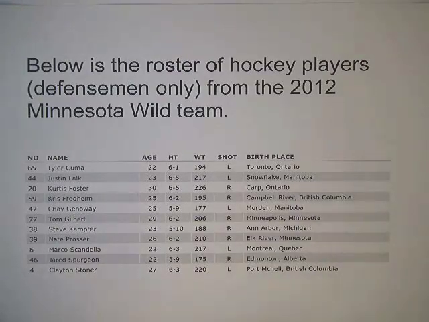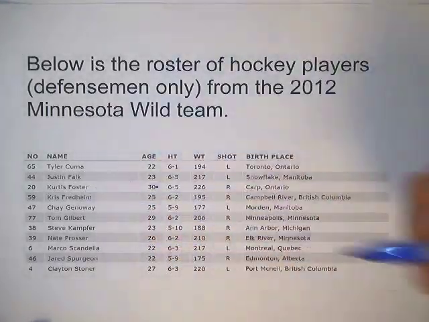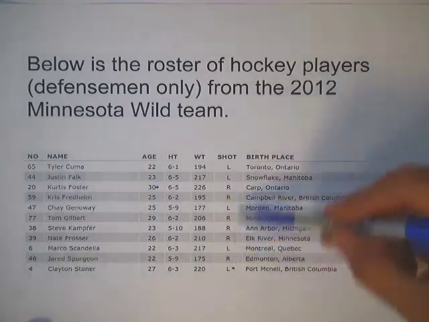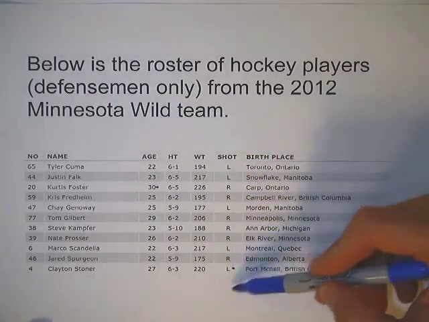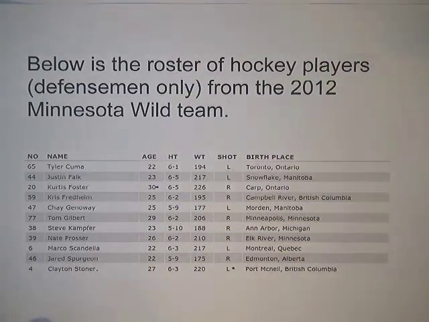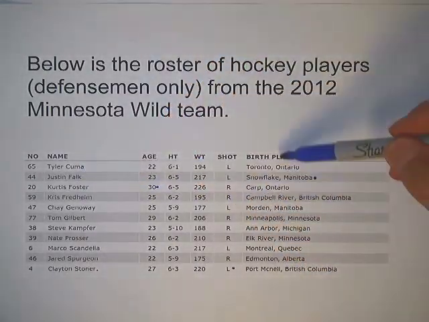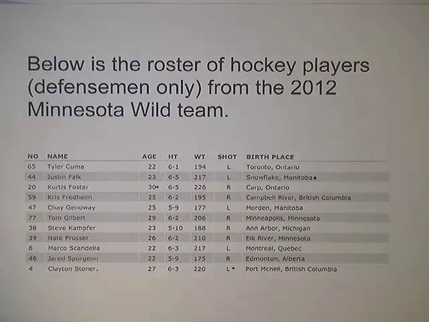If we look at this data value, 30, that represents the age of Curtis Foster. If we look at the L here, this is the shot hand, with L meaning left, of Clayton Stoner. If we look at this data value, Snowflake, Manitoba, that's the birthplace of Justin Falk. So we can see that a lot of data here is represented in different ways. Some are numbers, some are words. Let's see if we can make some distinctions about the different types of data.